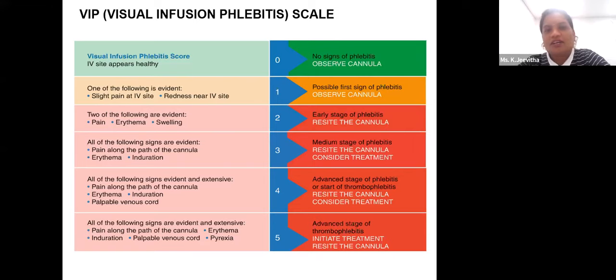So we have different numbers. Based on that, you have to see and observe the cannula. And most of the time, make sure the cannula has no signs of phlebitis. So always the VIP score should be 0.